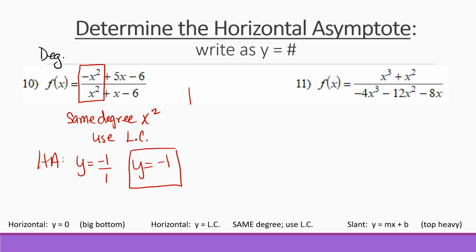So y equals negative 1 over 1, which is negative 1. So if I'm sketching a graph at y equaling negative 1, I would have a horizontal asymptote, a boundary line I never cross, drawn through the function.